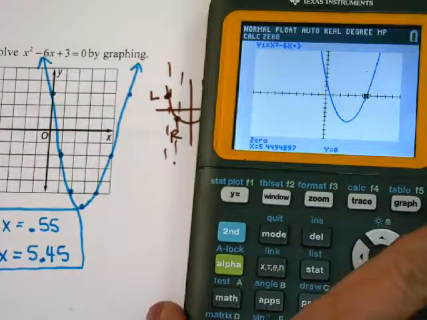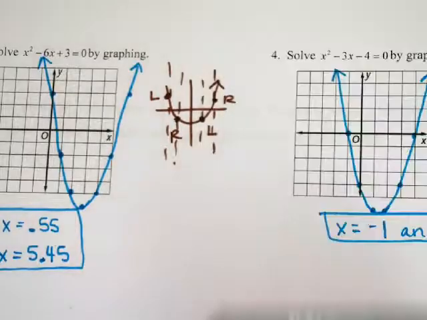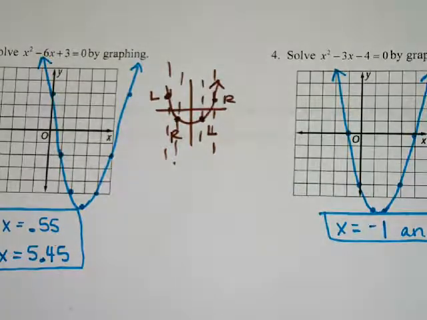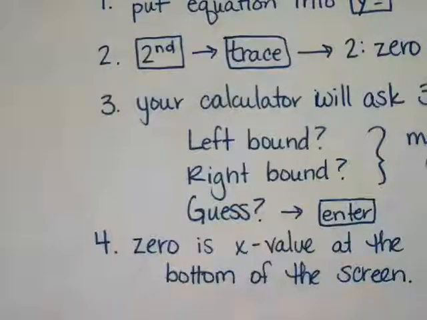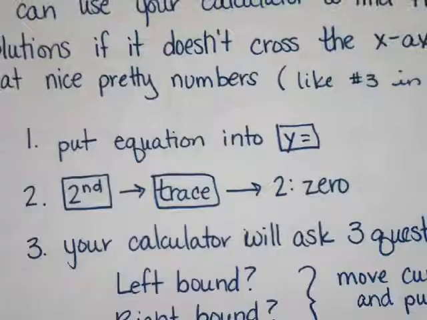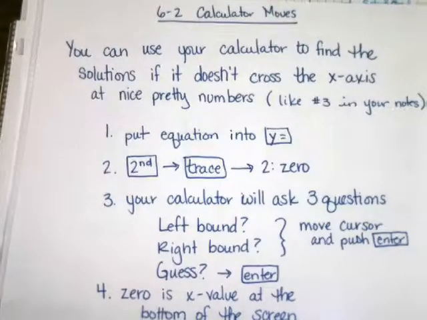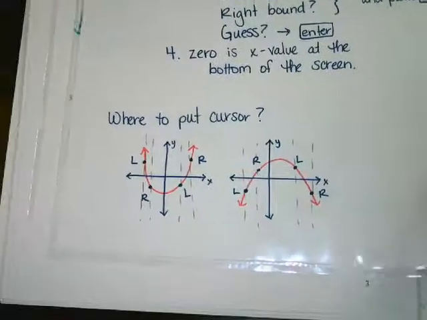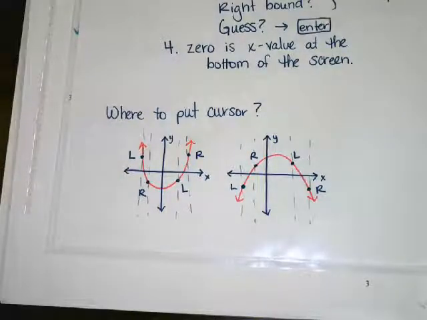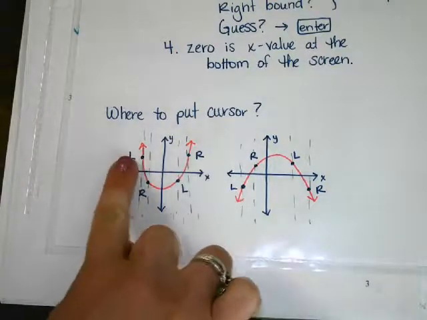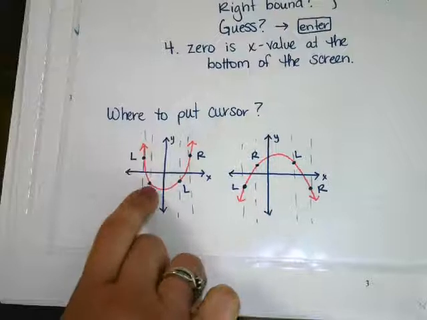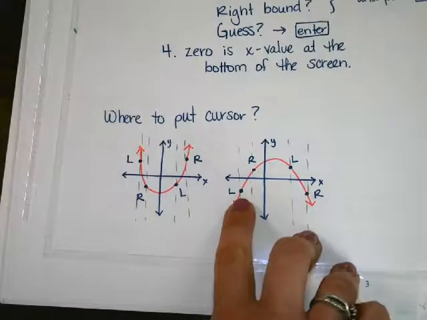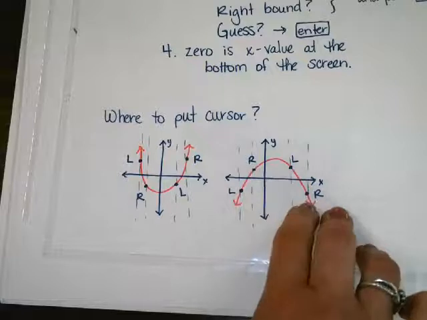Okay. I have one more thing to show you. On Canvas, there is a sheet that's called 6-2 calculator moves. It shows you what to push, but the most important part are these two pictures down here at the bottom. So if you want to copy those down into your notes, if he's opening up, left bound on one that opens like this, right bound, left bound, right bound. If he opens down, left bound, right bound, left bound, right bound.